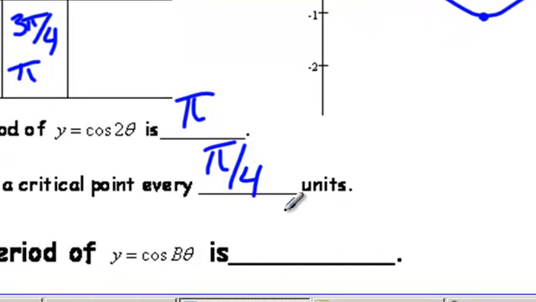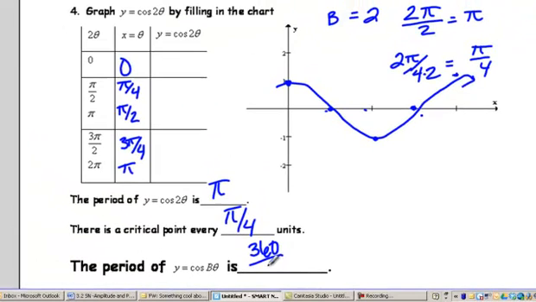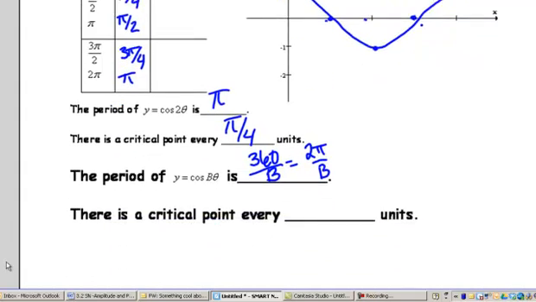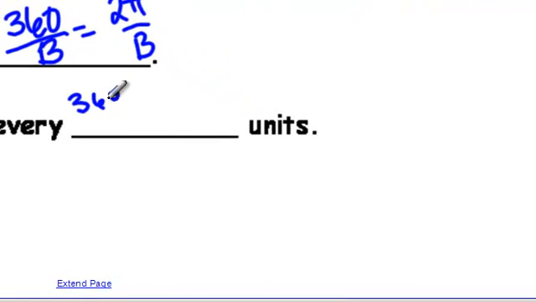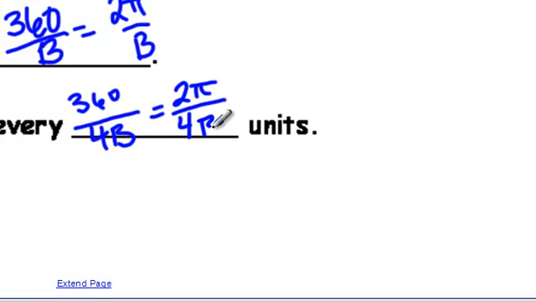Pi over 4. Okay, so the period of cosine of b theta is 360 divided by b, or if you're talking about radians, it's 2 pi divided by b. And there's a critical point every 360 divided by 4b, which is the same thing as 2 pi divided by 4b.